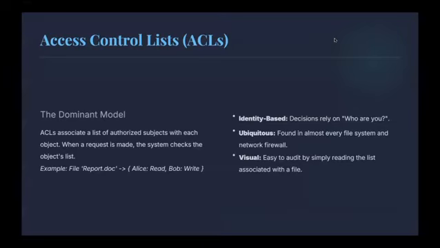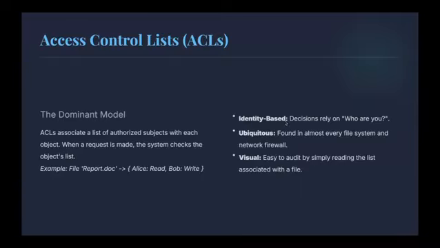And then the access control list, the ACL itself. ACLs are the most common model today. Each object, for example a file, has a list that shows who can read, write, or delete it. For example, a file called reports.stock might allow Alice to read and Bob to edit. This system is easy to understand and widely used in everything from file systems to network firewalls.